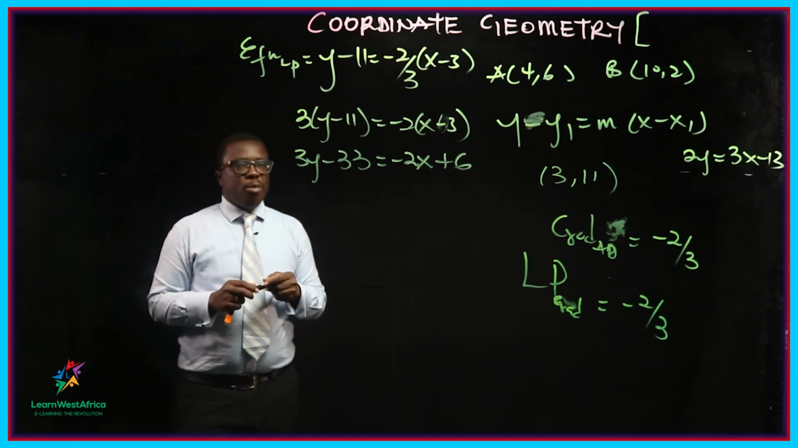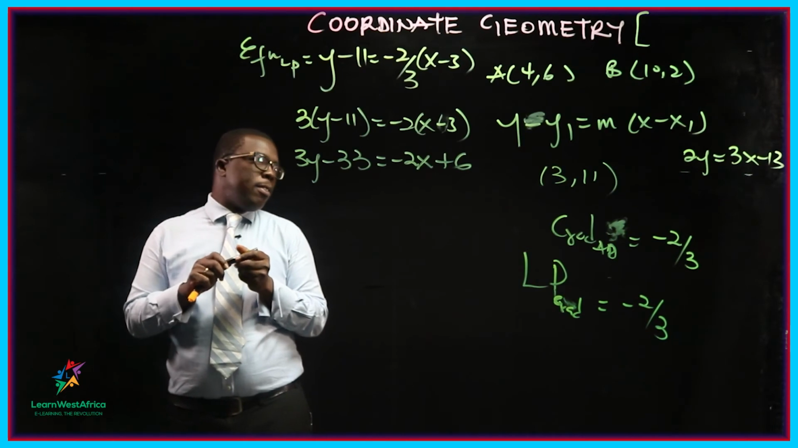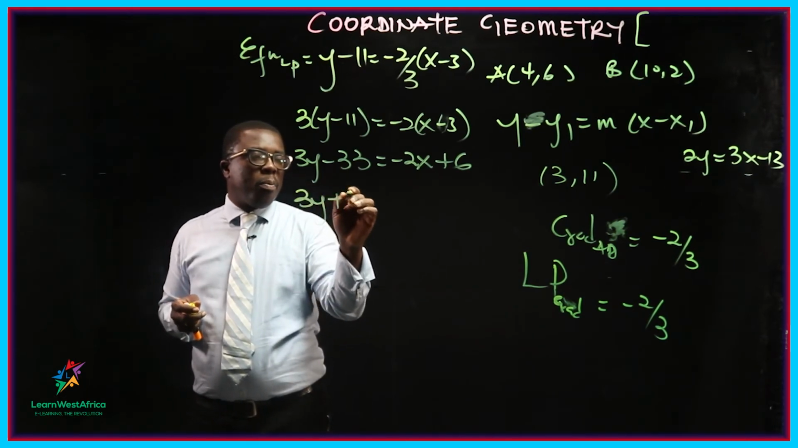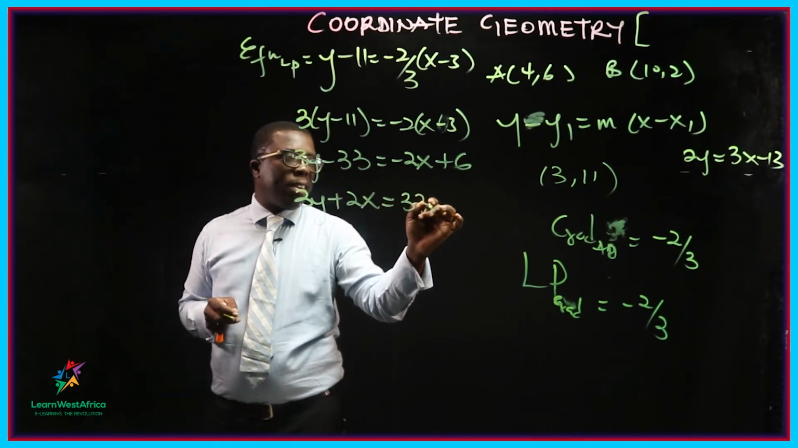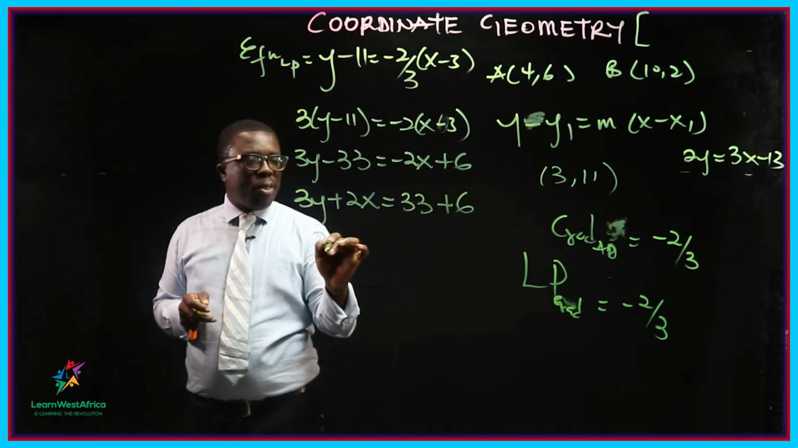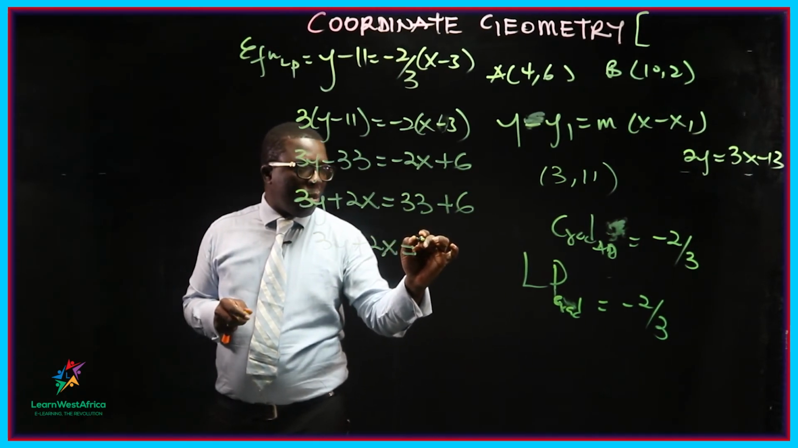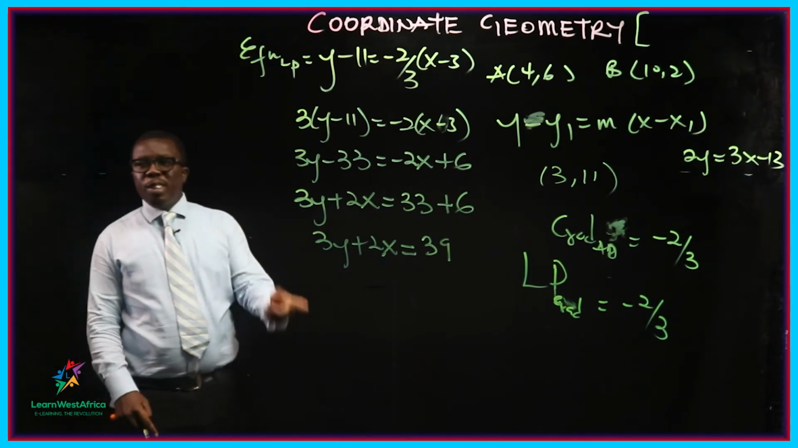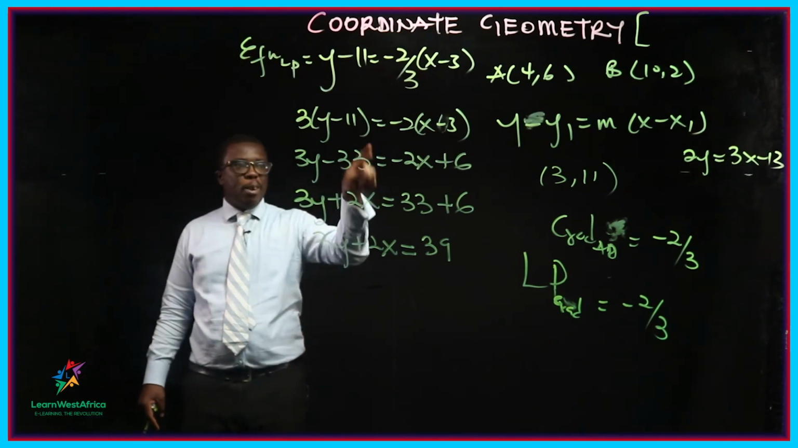Okay? So what do we get there? Okay, so let's see what happens. We're going to have 3y plus 2x equal to, then we're going to have 33 plus 6, right? So this is going to give you 3y plus 2x equal to 39. Guys, hope you're okay. So this is the equation of the parallel line. This is the equation of that line, LP, that is parallel to AB.